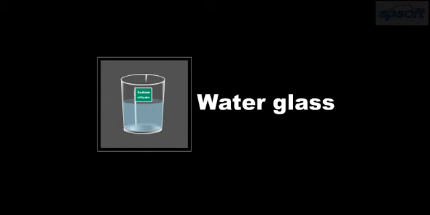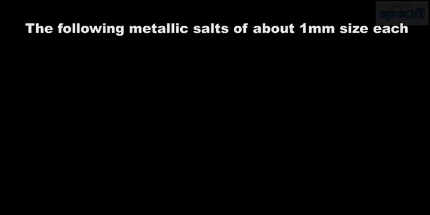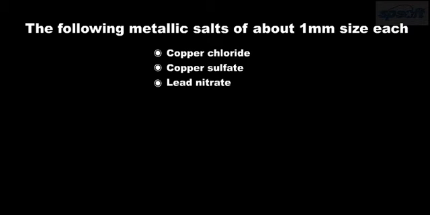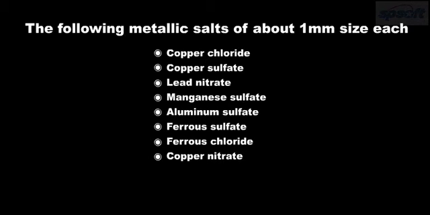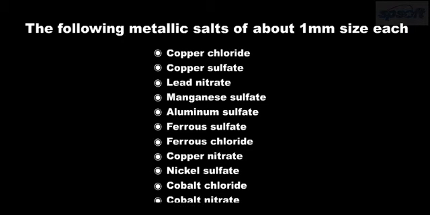Materials required are a large glass case, water glass used to preserve fish eggs in aquariums, and the following metallic salts of about 1 millimeter size each: copper chloride, copper sulfate, lead nitrate, manganese sulfate, aluminium sulfate, ferrous sulfate, ferrous chloride, copper nitrate, nickel sulfate, cobalt chloride, cobalt nitrate.